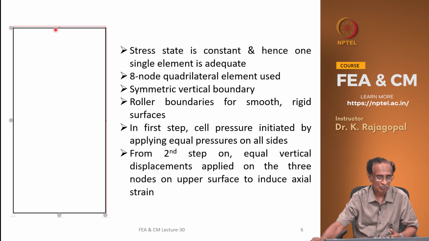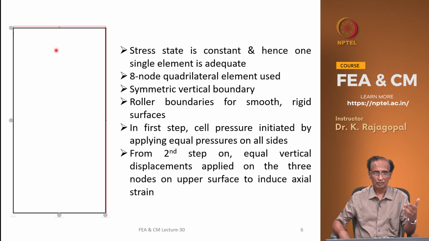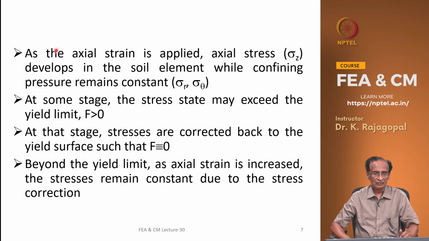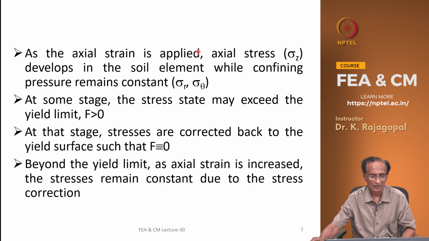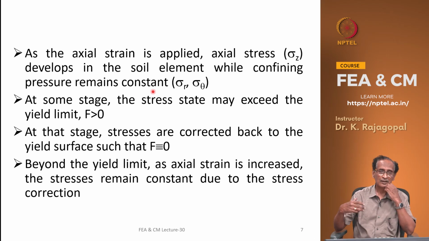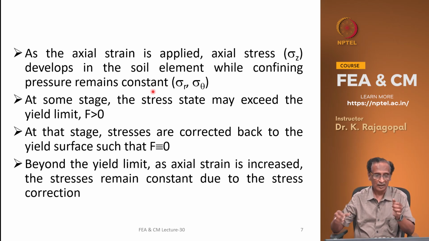We can apply axial strain and then look at what happens to the stresses, and as the axial strain is applied, the axial stress goes on increasing while the confining pressure remains constant. The confining pressure is the sigma radial and then the circumferential stress. They should remain constant during the analysis.